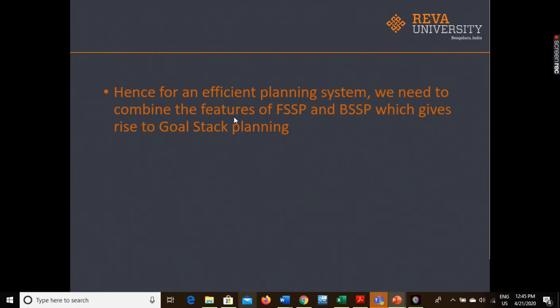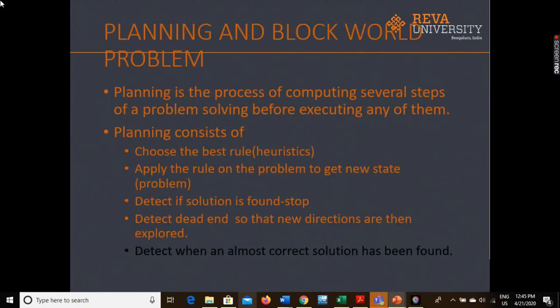So now since we have understood the advantages and disadvantages of both the planning methods, it is better to have an efficient planning system which combines the good features of both FSSP and BSSP, which gives rise to goal stack planning. Let's see what we are doing in this goal stack planning or the block world problem.